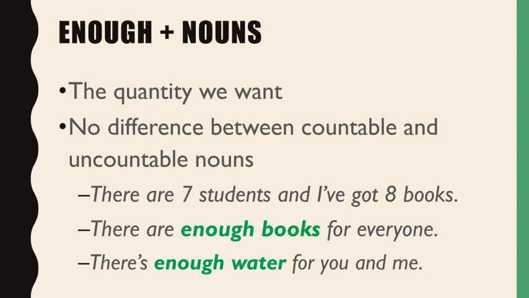There are 7 students and I've got 8 books. There are enough books for everyone. Hay 7 estudiantes, tengo 8 libros, hay suficientes libros para cada uno. And there's enough water for you and me. Hay agua suficiente para ti y para mí.